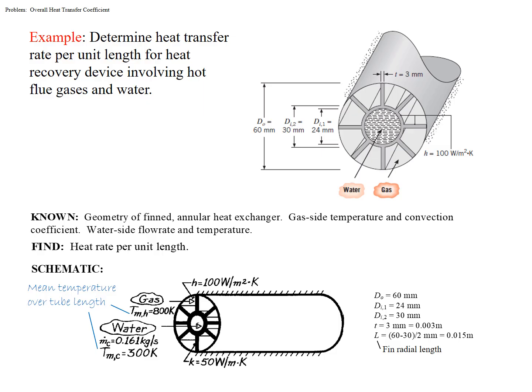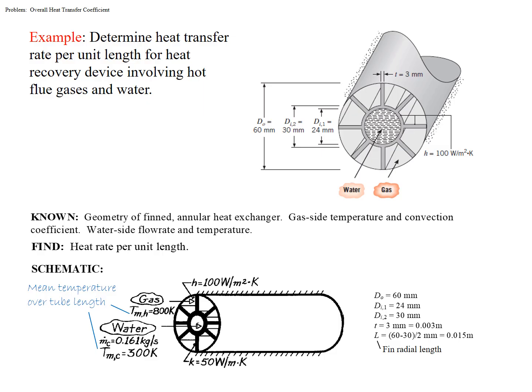One note here: on the lower right side of the slide, you see the different diameters: the diameter of the inner side of the inner tube, the diameter of the outer side of the inner tube, and the diameter of the outer tube are all given to you. There's also this t value given to you, which is the thickness of the fins on the outer side. There's also one L value given to you. This is the fin radial length. This is not the length of the actual device.